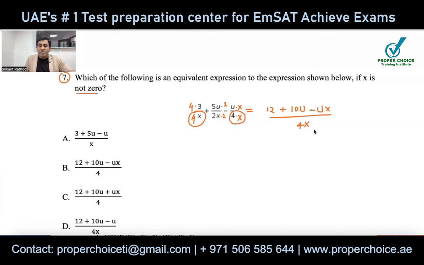Which one matches this simplified one? So option B, 12 plus 10u minus u divided by... it should be ux divided by 4x. Unfortunately, I think I made some error while doing it. So 12 plus 10u minus ux divided by 4x. So the right answer to this question is option B. Keep in mind, it's not just 4, it is 4x.